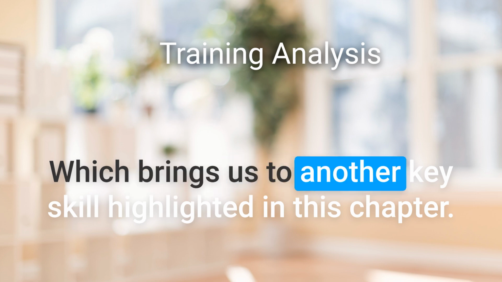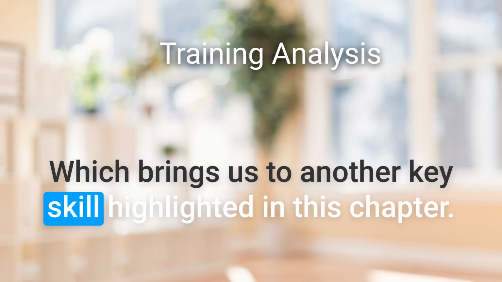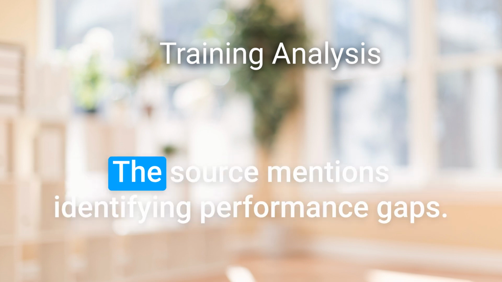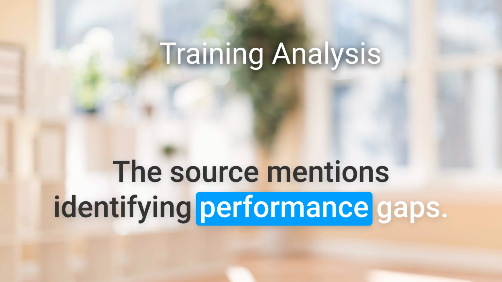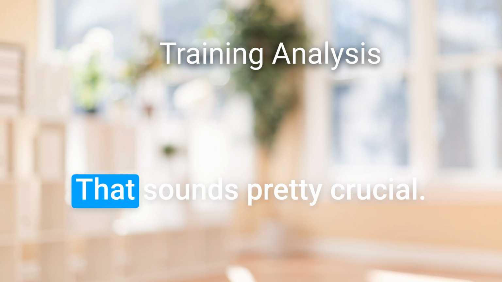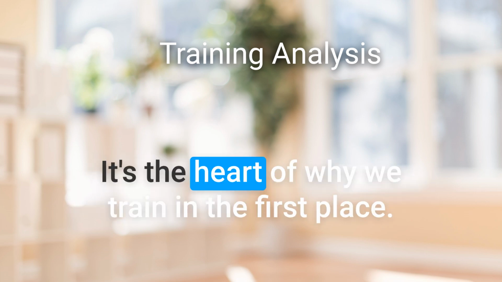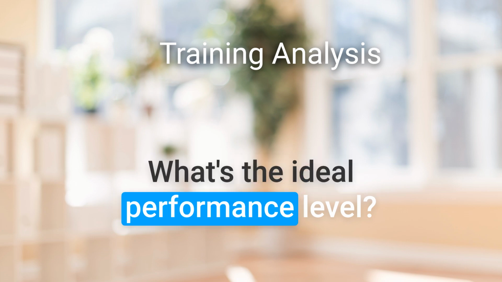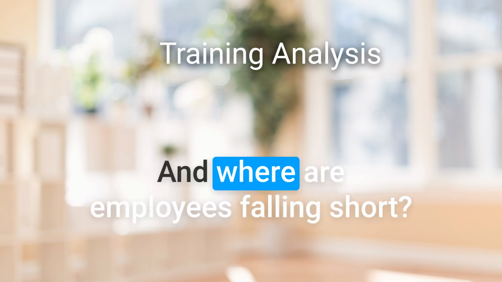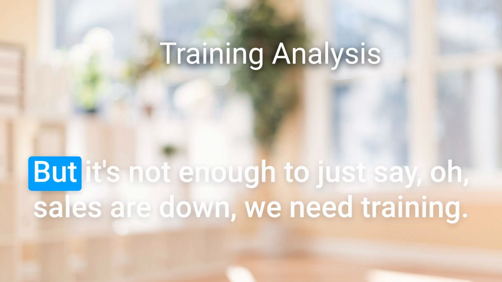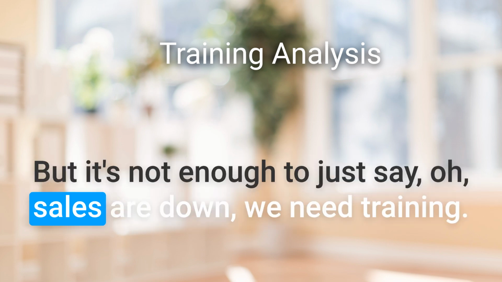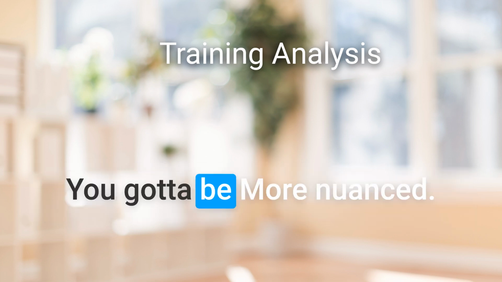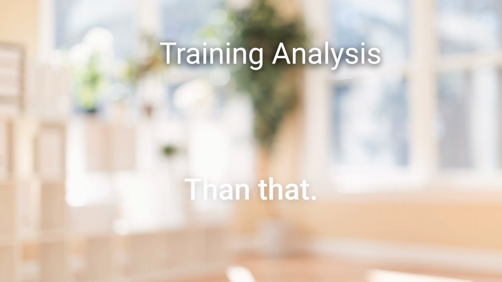Which brings us to another key skill highlighted in this chapter. The source mentions identifying performance gaps. That sounds pretty crucial. It's the heart of why we train in the first place. What's the ideal performance level, and where are employees falling short? But it's not enough to just say, oh, sales are down, we need training. You've got to be more nuanced than that.